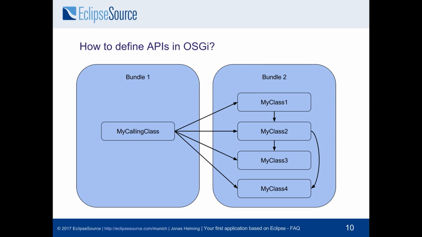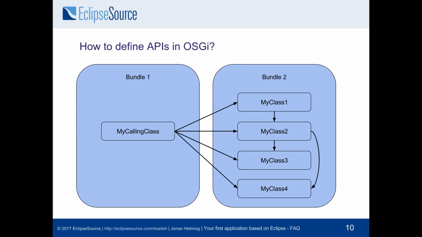So that's why OSGi supports API definition. In this scenario, we have bundle 1 and bundle 2, and bundle 2 consists of 4 classes, like Java classes, and we have a caller here which calls all those 4 classes. This is actually bad, because now if we want to replace bundle 2 with a new version, the new version has to provide exactly those classes, and those classes cannot be changed, meaning the signature cannot be changed. Otherwise, we would have to adapt the caller too.